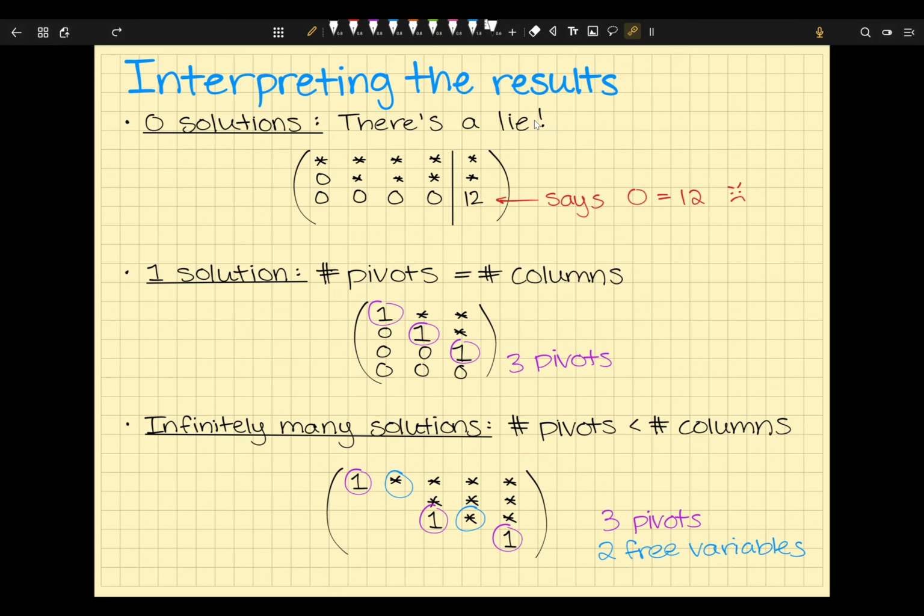And a case where we end up with one solution is when every column has a pivot. So there's a pivot here and a pivot here and a pivot here. Then we can use our trusty back substitution to solve for the singular solution.